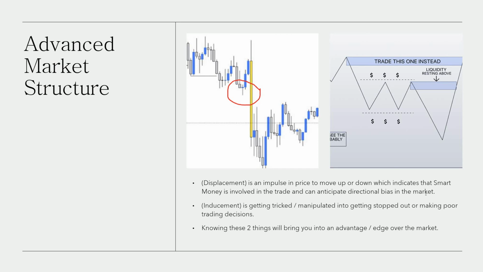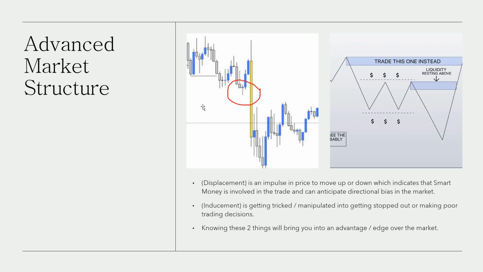So you think about a bank like Chase, right? You think about a bank like Capital One. Those people have fuck you money. The banks, the institutions, the hedge funds, right? All those people have fuck you money. And the people that have fuck you money are the people that manipulate retail traders into getting stopped out. But they take advantage of that by what the market algorithm creates. Okay? So let's dissect this. Displacement is an impulse in price to move up or down, which indicates that smart money is involved in the trade and can anticipate directional bias in the market.